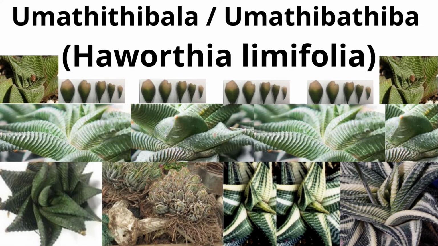The reason that both Haworthia limifolia and Aristaloe aristata have the same common name, Umathibathiba, is because they have a similar morphology, meaning they look very similar. If you go on Google and you Google the images of these two plants, you will see that they look eerily similar, so much so that Haworthia limifolia has often been confused with Aloe aristata.